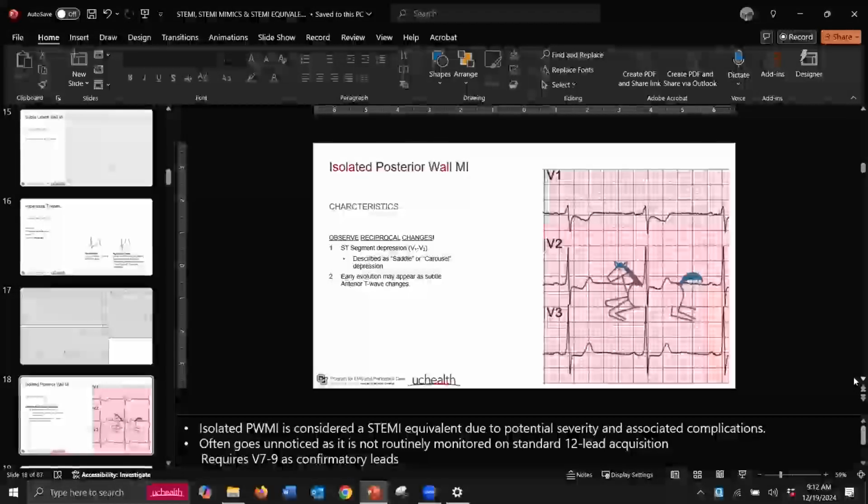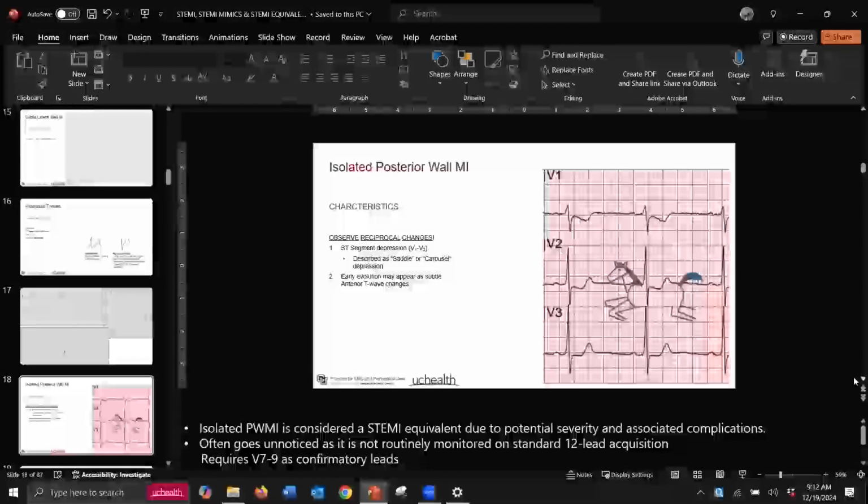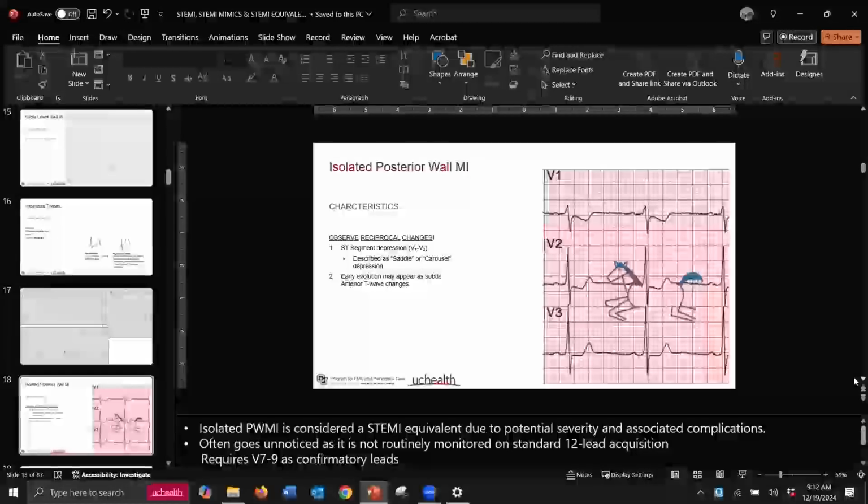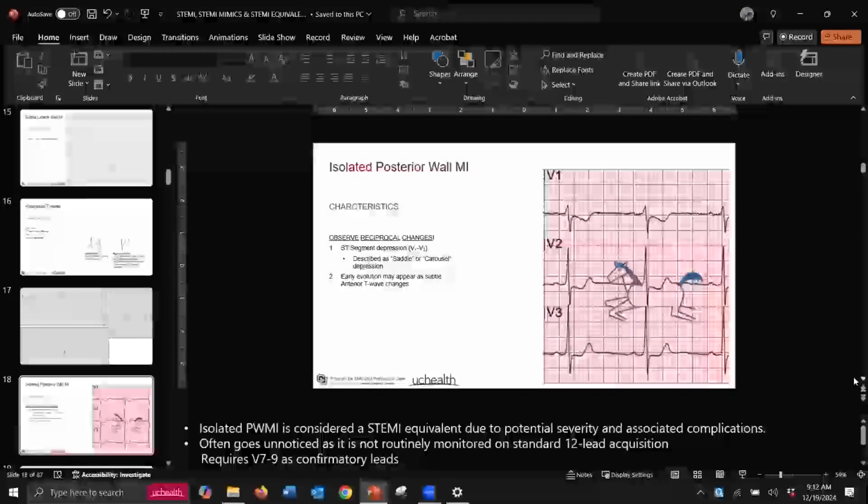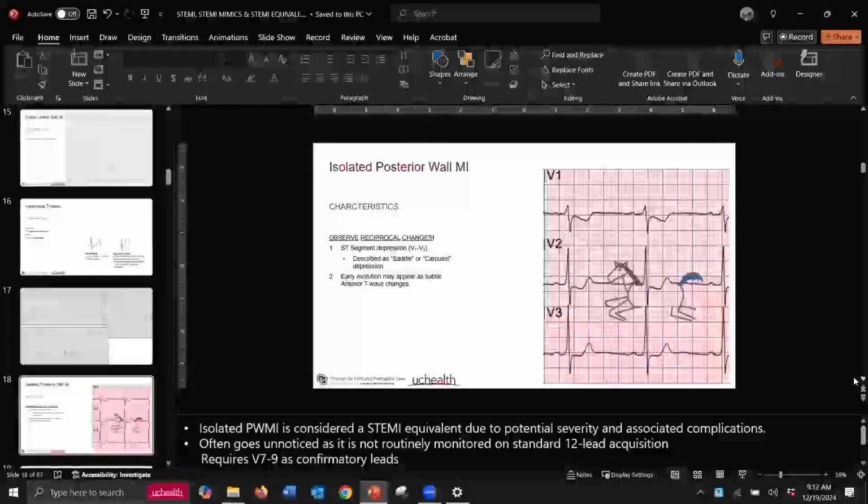Now that's an isolated posterior. It can be associated with an inferior, most likely, because it's a right coronary artery that comes around and perfuses the posterior side of the heart in 75% of the hearts. There's always physiologic anomalies, right? Aha, posterior EKG, V7, 8, and 9 is going to be confirmatory in that.